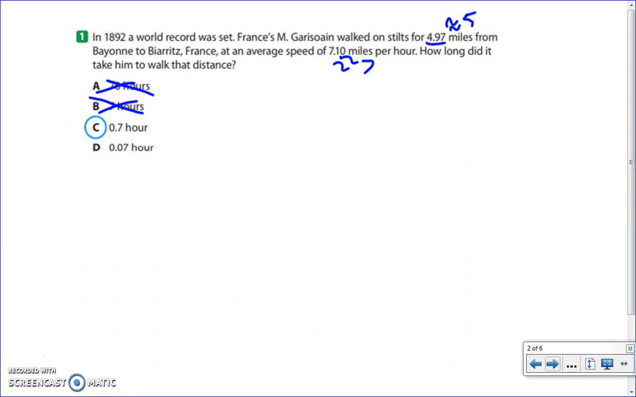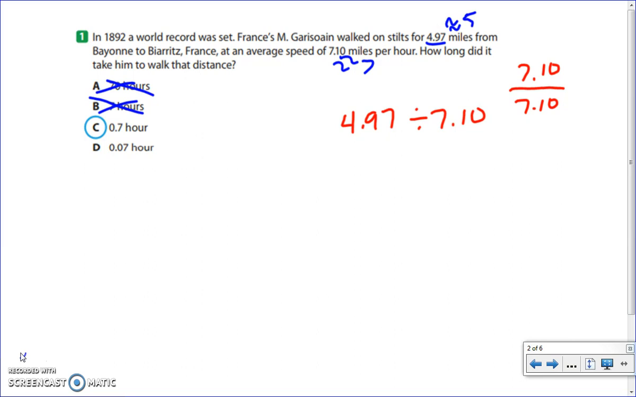So when I think of it that way, I think, okay, in that case, I definitely need to divide 4.97 by 7.10 to find how long it took him to walk that distance. If we're talking about how long, it's kind of confusing because long sounds like a distance, but how long is actually referring to time. I know that if he had walked a whole hour, it would be 7.10. He would have walked 100% of the entire hour.